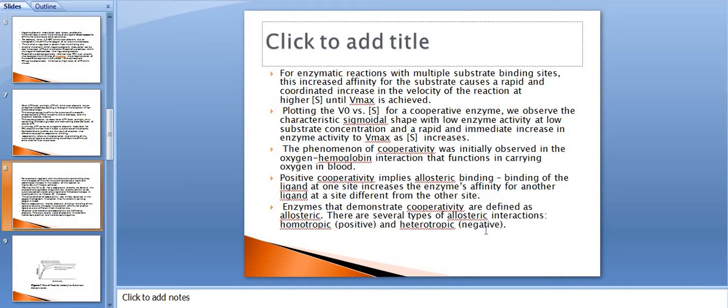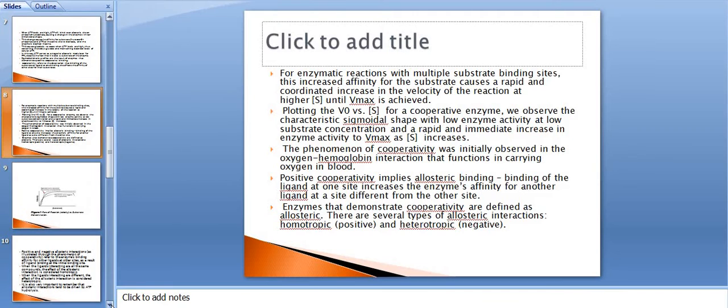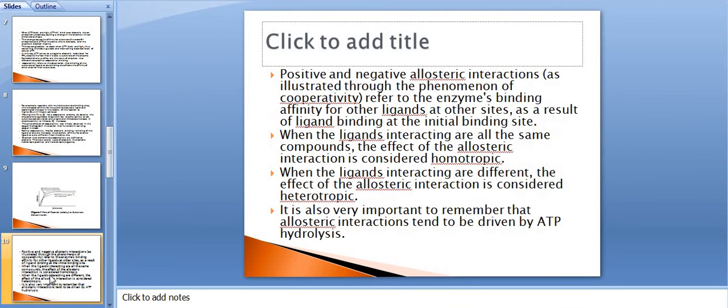There are several types of allosteric interactions, for example homotropic and heterotropic. Here homotropic means positive and heterotropic means negative. Positive and negative allosteric interactions refer to the enzyme's binding affinity for other ligands at the other sites as a result of ligand binding at the initial binding site, okay.